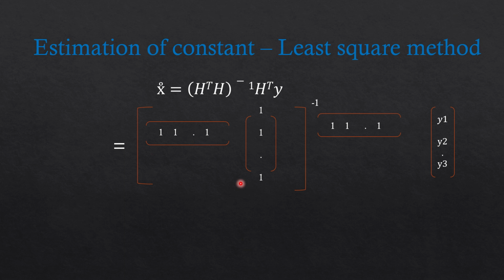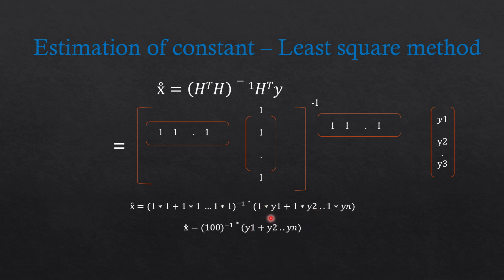Okay, so I have substituted the matrices here, and to do this matrix multiplication, you multiply the first element of this H matrix into this matrix, and then you add it to the next element. When you do that, you simply add all the elements of this value, which gives you 100, and you do the same thing between this H matrix and Y matrix, and that gives you the sum of all the Y matrix. So you would end up with the sum of all the Y divided by 100, which is the number of measurements, that is the average of Y.